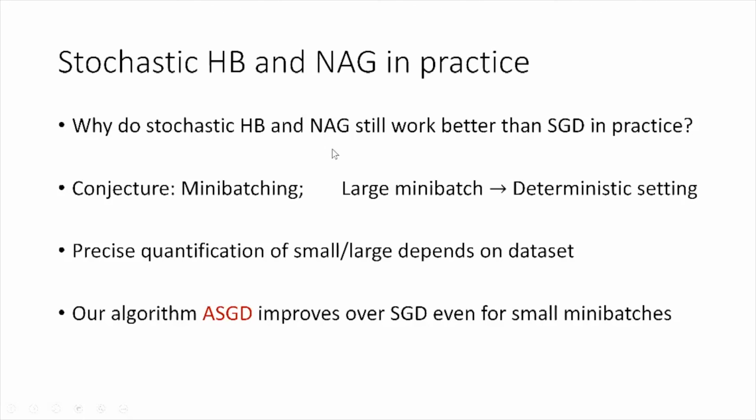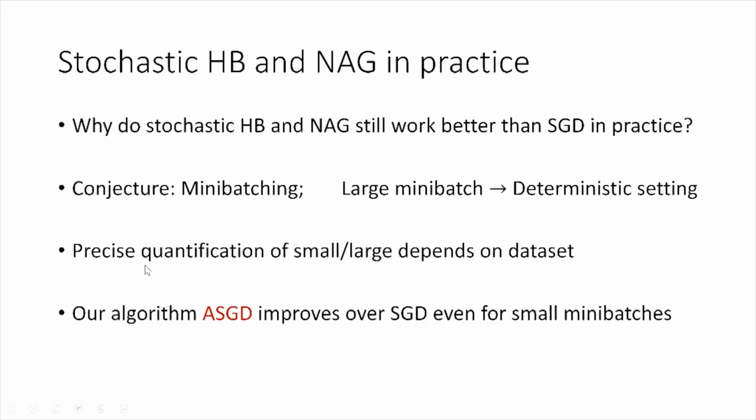And our hypothesis was that it is because of mini batching. What mini batching does is that when we have a large enough sample in the mini batch, then the stochastic gradient is pretty much close to being the actual gradient. So this takes it closer to the deterministic setting, where we know that heavy ball and Nesterov accelerated gradient can indeed give provable advantage over stochastic gradient descent, right?